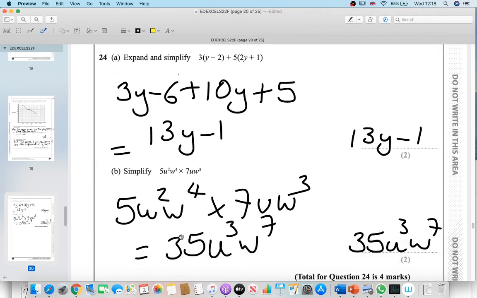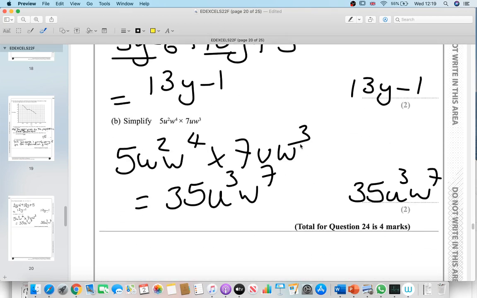Right, guys, question 24. Expand and simplify. 3 times y is 3y. 3 times minus 2 is minus 6. 5 times 2y is 10y. 5 times 1 is 5. 3y plus 10y is 13y. Minus 6 plus 5 is minus 1. So 13y minus 1, or minus 1 plus 13y.